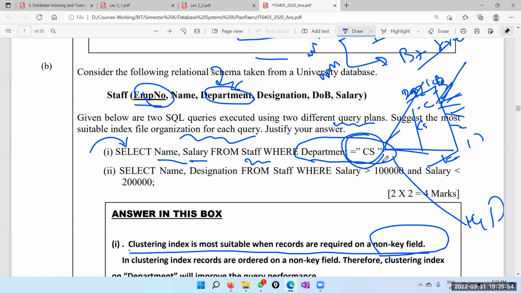So that is why I decided not to go for secondary index, but rather to go for clustering index. Of course, if I go for clustering index, there won't be any primary index. So lucky, you need a bit of luck also.